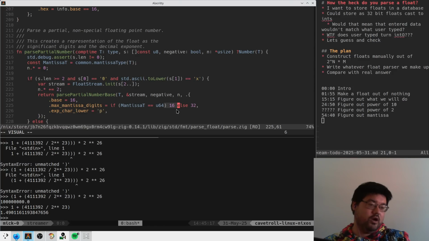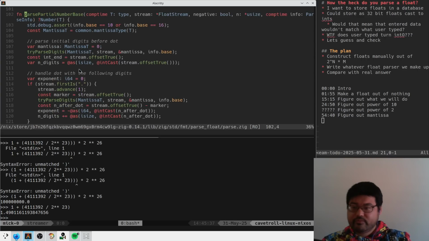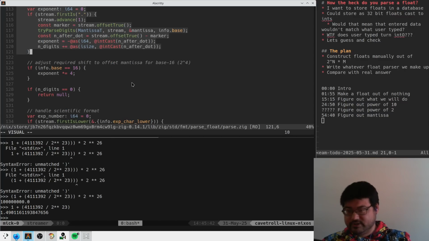Does 123 over 100 equals 123 over 2 to the power of log 2 100 help? Maybe. I'm not sure. I don't have time. So they're saying we have 16 digits that we can parse with here. And so I assume they just parse the digits here.